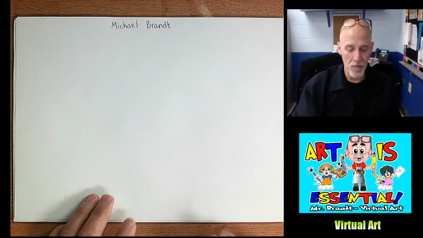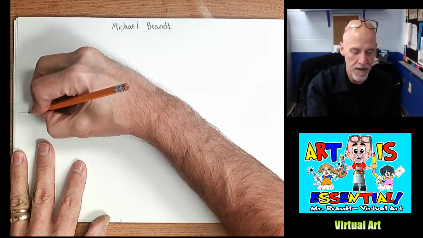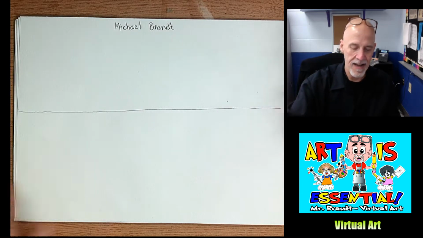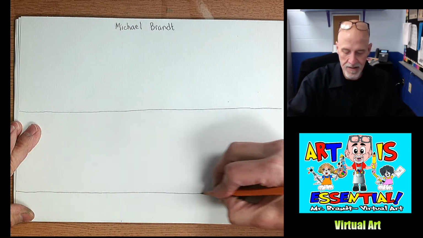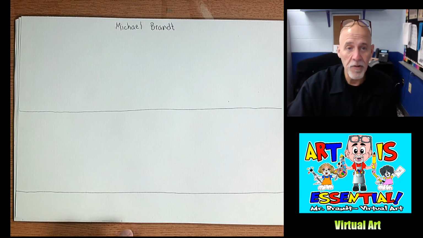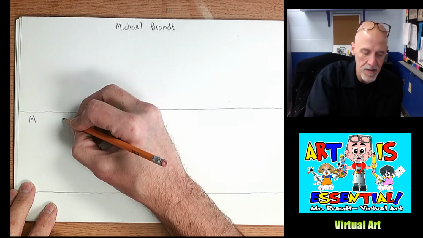And so what I'm going to do first is I'm going to do my first name right about here. So I'm going to draw a nice line across, and then I'm going to go down here and draw a nice line across like so. Now, I could just split up M-I-C-H-A-E-L.